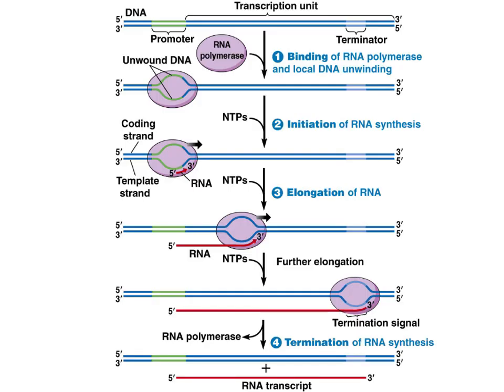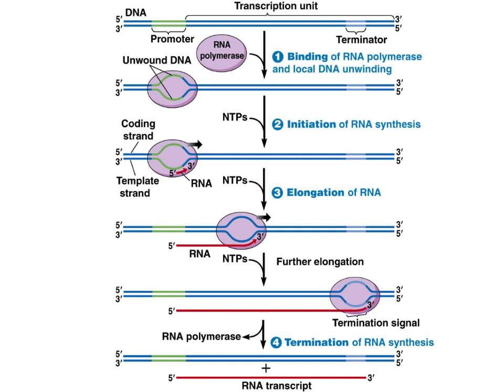So in transcription, we start at the promoter. We've got a few steps here. The first is the binding step. Then there's initiation, elongation, and termination. You can see these 4 numbered steps. Binding is simply the polymerase binds to the promoter site and starts unwinding the DNA. Initiation is the RNA synthesis starts.